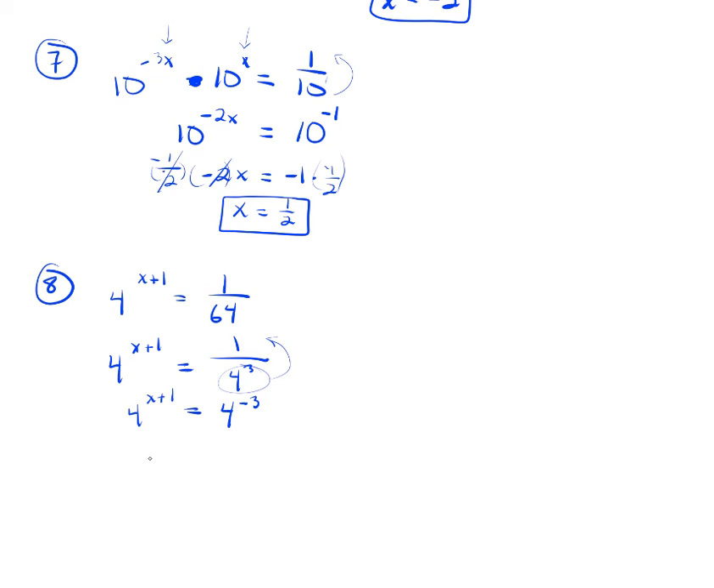Now that the bases are the same, I can set the exponents equal. X plus 1 equals negative 3. Subtract 1 from both sides. And we've got to be careful with the calculation. X equals negative 4. So when we substitute negative 4 in for x, it will make this equation true. And that is solving exponential equations.